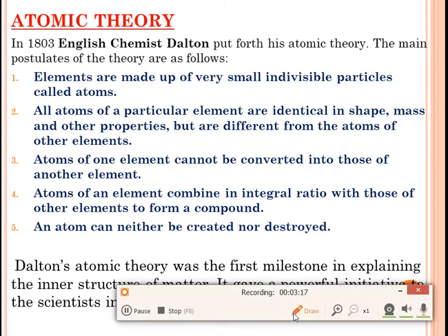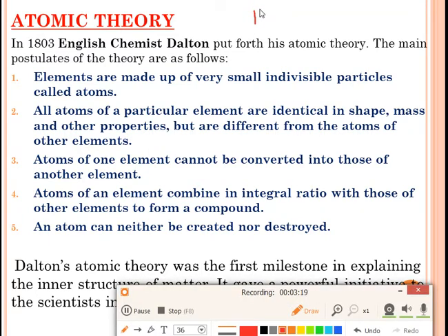Okay, now how many elements we have? 118 elements we have. Till now 118 elements are discovered. Maybe in future more elements will be discovered, but now we have only 118 elements. Out of these 118 elements, 90 elements are natural, means which can be found in the nature. Means we can get these elements in the nature, but the rest of them are prepared in the laboratory by the different scientists. Means they are man-made elements. So only 90 elements are your natural elements and other elements are man-made.